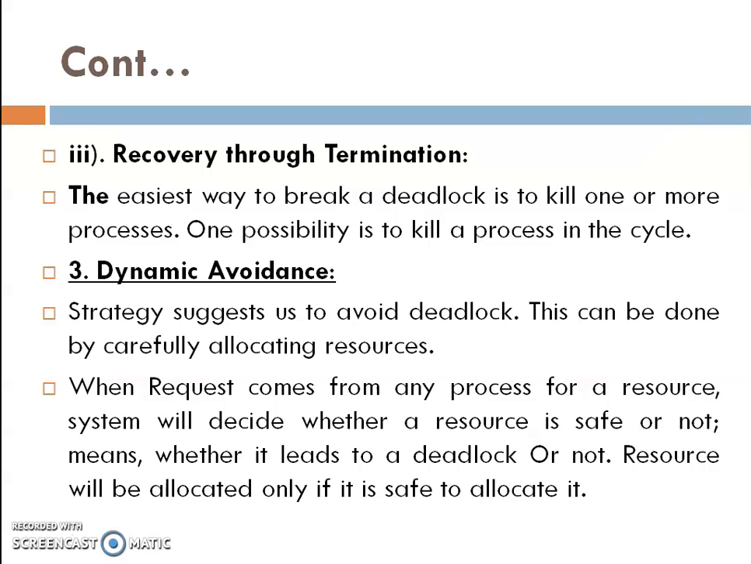Then third, dynamic avoidance. This strategy is used to avoid the deadlock. This can be done by carefully allocating resources. When a request comes from any process for a resource, the system will decide whether it is safe or not, meaning whether it leads to a deadlock or not. A resource will be allocated only if it is safe to allocate it.